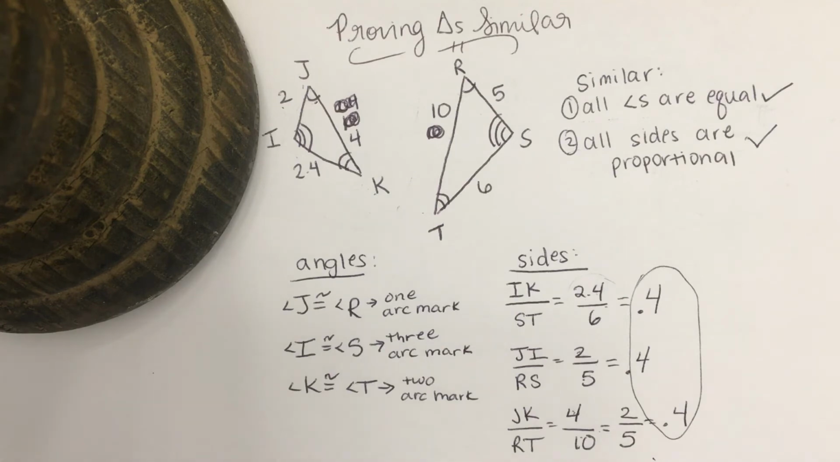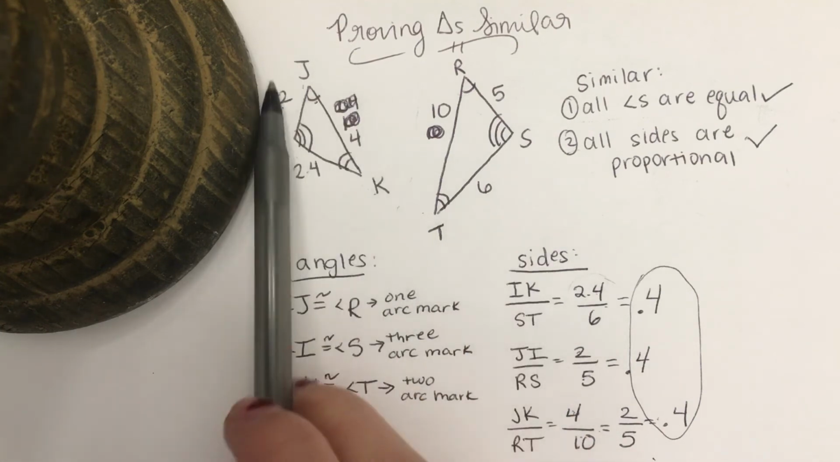So I've done all my work. I've shown all my angles are congruent, all my sides are proportional. So the very last thing I'm going to ask you to write on your quiz is your triangle similarity statement. Your first triangle, the order doesn't matter. So I'm going to say K.